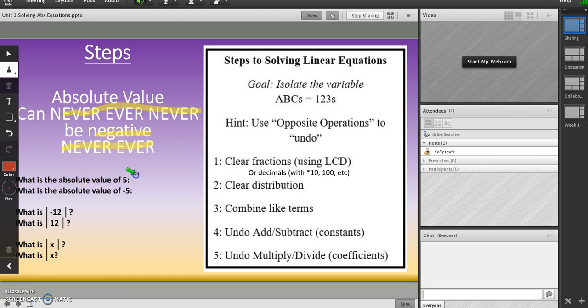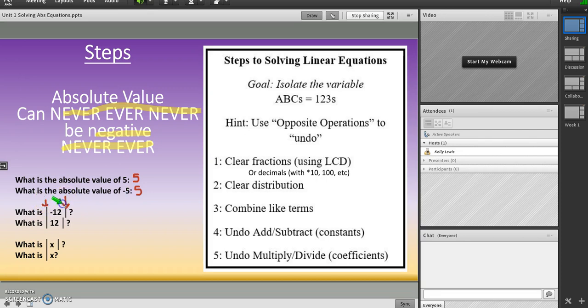So the absolute value of 5, absolute value of negative 5. Because what you're really finding is that absolute value is the distance between 0 and that number. So the distance between 0 and 5 is 5 units, and the distance between negative 5 and 0 is 5 units. These lines right here are what absolute value is. And what's inside can be negative, but once you take the absolute value with the lines, it cannot be negative.